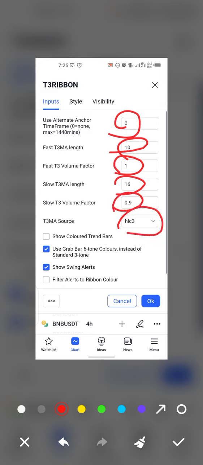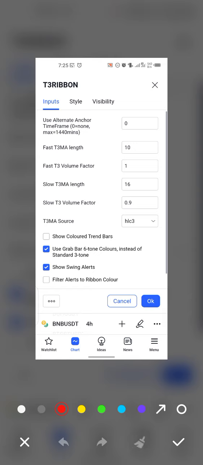Here there is close, tap on this arrow here, and you choose HLC3. All right, so that is the first thing. You need to make sure that you are working on these parameters. I hope you can see them very clearly, and that's what you need to put in at the first place.